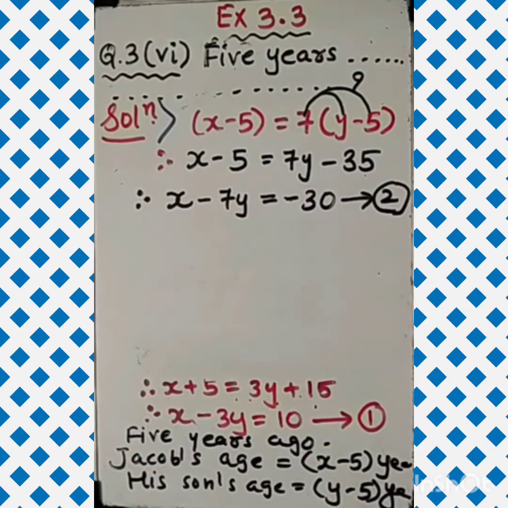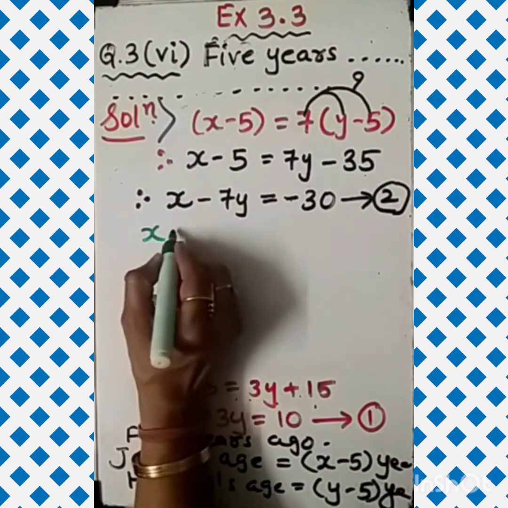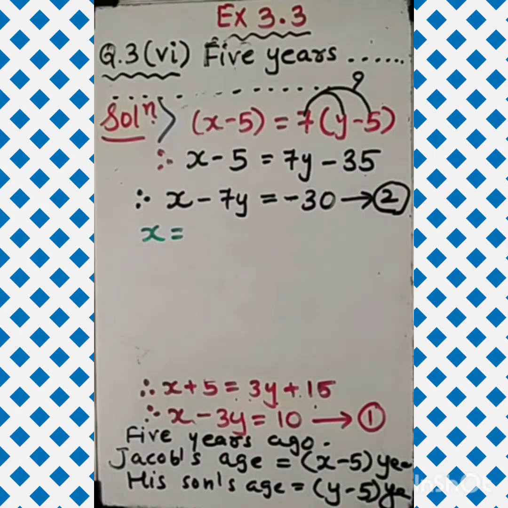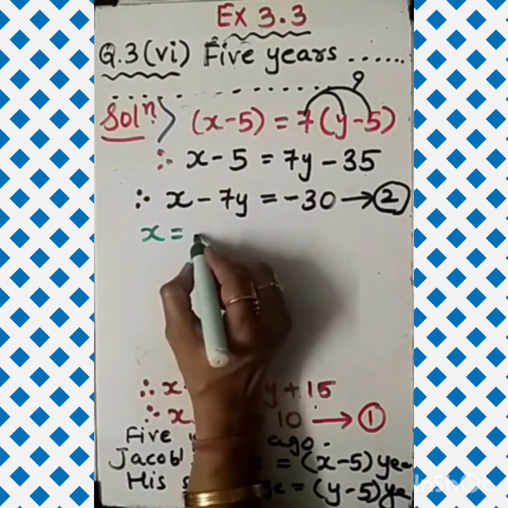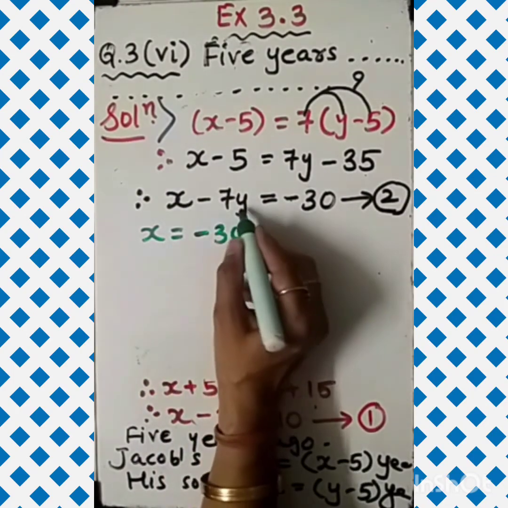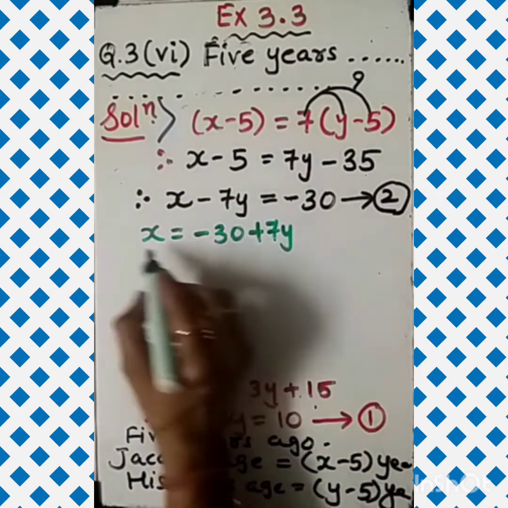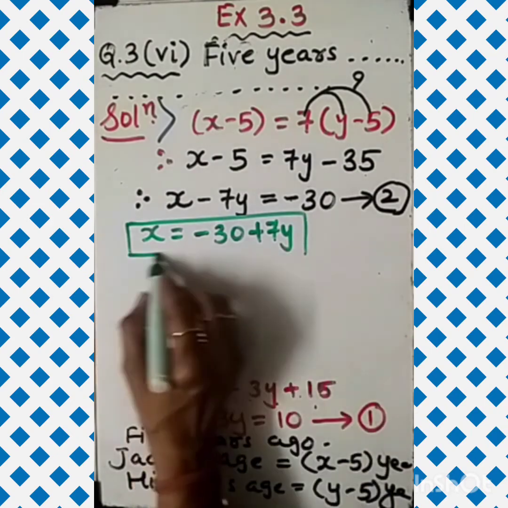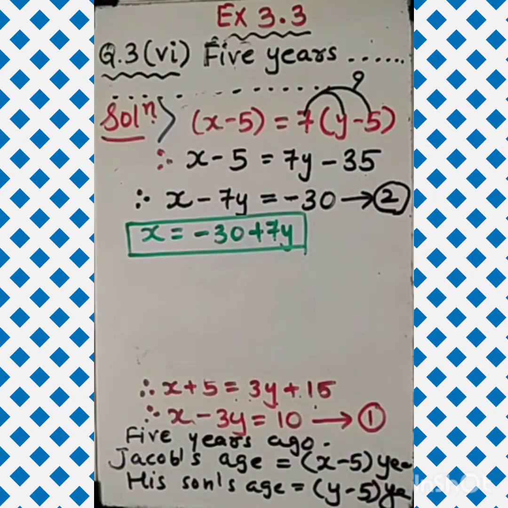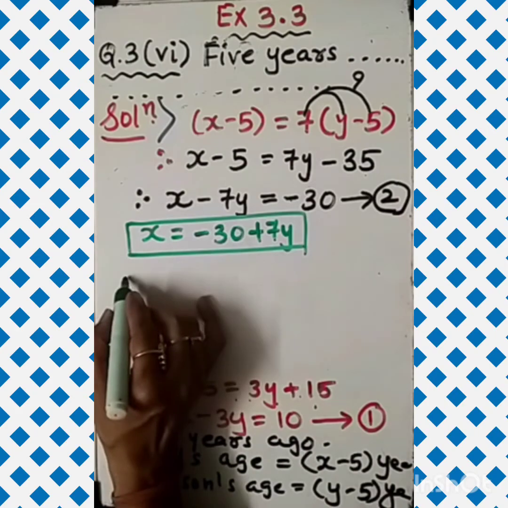Now it depends on us how we are simplifying. As we are applying the substitution method here, I am making x the subject of equation number 2. So if I make x the subject, of course I need to mention minus 30, and this minus 7y will become plus 7y. I am keeping this separate. Now this value of x I am going to put in equation 1.